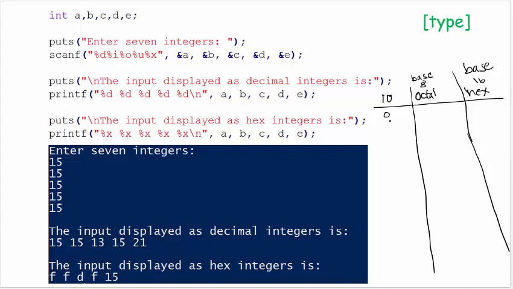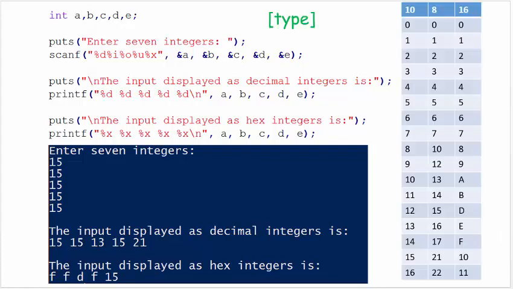So 0, 1, 2, 3, 4, 5, 6, 7, 8, 9, 10, 11. Sorry. Voila, I fixed it with a table just for you. Much neater than trying to use my pen.